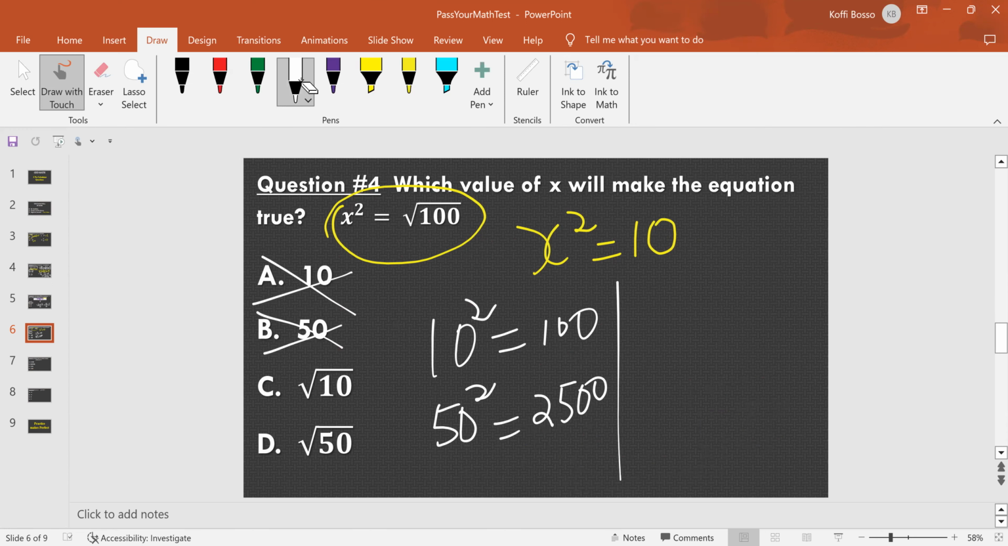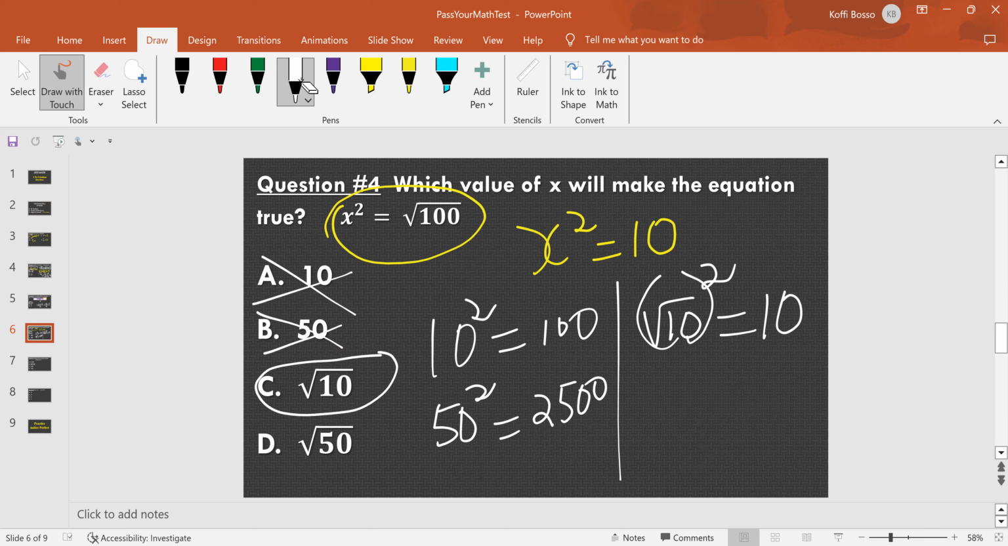C, we have square root of 10. So if you take the square root of 10 and you square it, that gives you 10, regular 10. Yes, so the correct choice is C. But suppose we continue. If we take D, square root of 50 raised to the second power will give you 50. So just understand that you take the square root of a positive number raised to the second power, that gives you that positive number inside the square root.